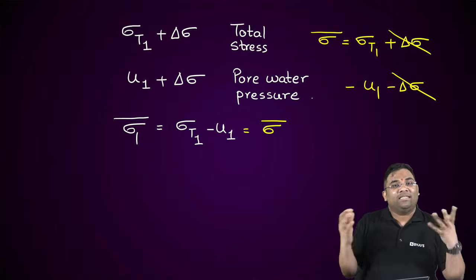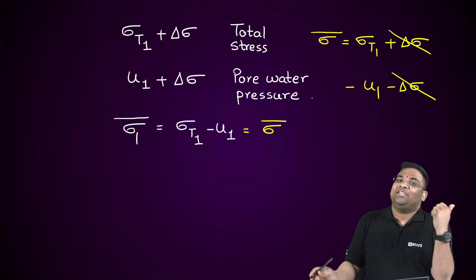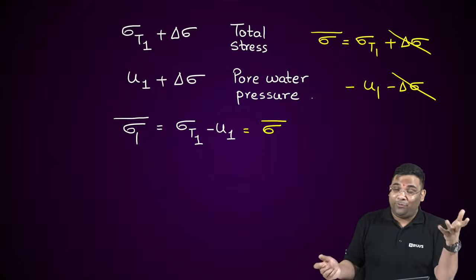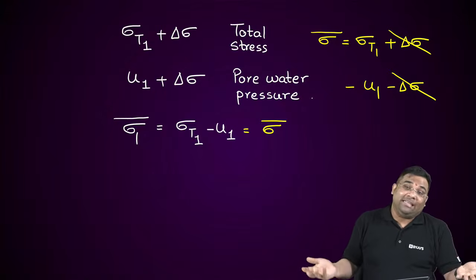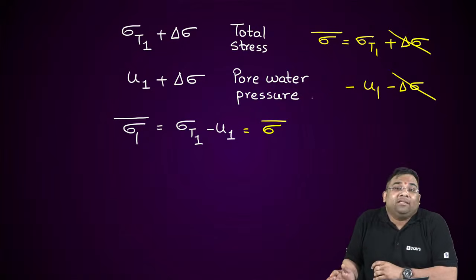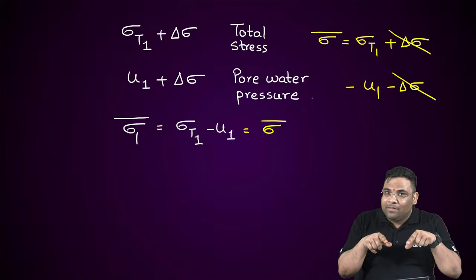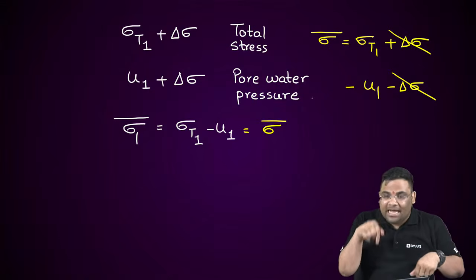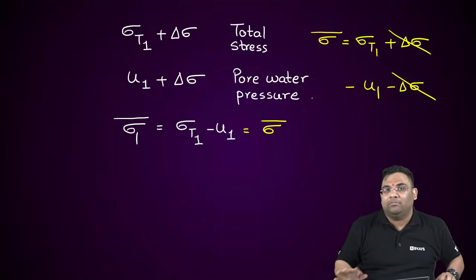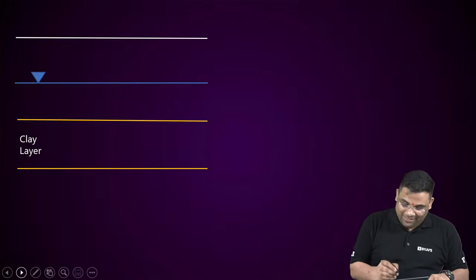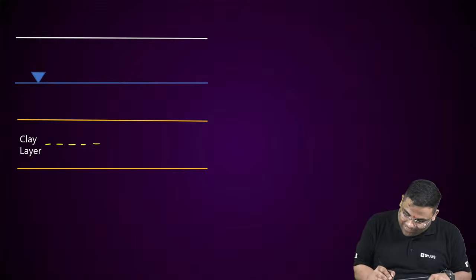So let me just revise what has happened. First of all, additional stress came. Now the additional stress was taken by whom? Water. Due to which total stress increased, pore water pressure increased. And that increase in pore water pressure, I am calling that excess pore water pressure, right? But till this time, the effective stress has not changed. The reason I explained just now, right? Very good. Now what has happened? You see this clay layer, okay? Again, I am analyzing the mid depth.